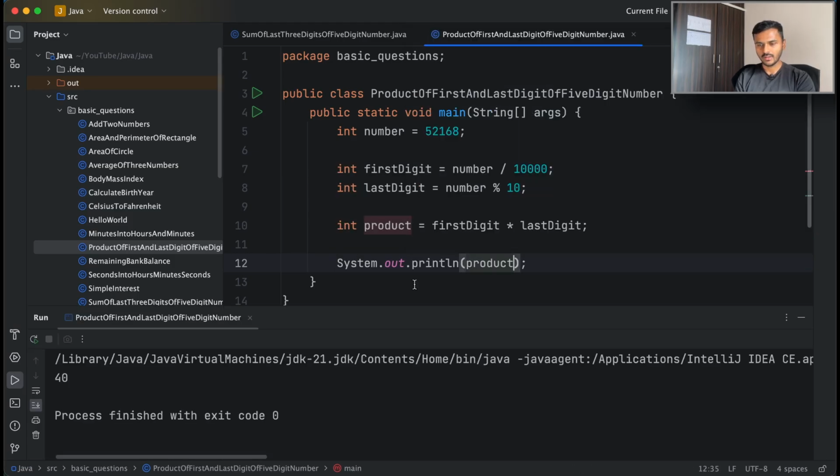And if I run the code, I get 40, which is the correct output. And if I change this to, let's say, 42168, I should get 32. And that's what we got.